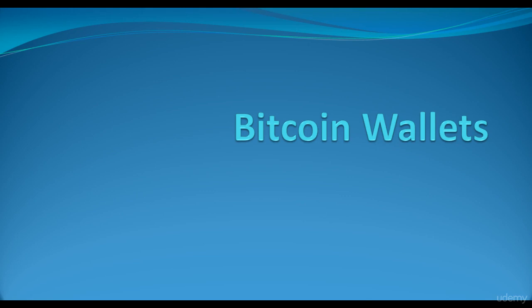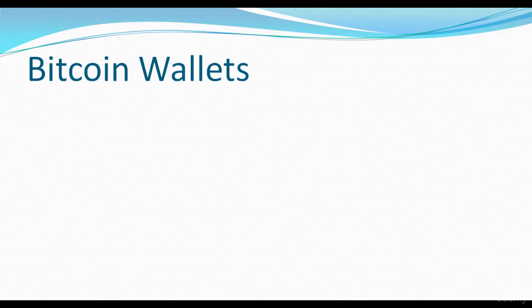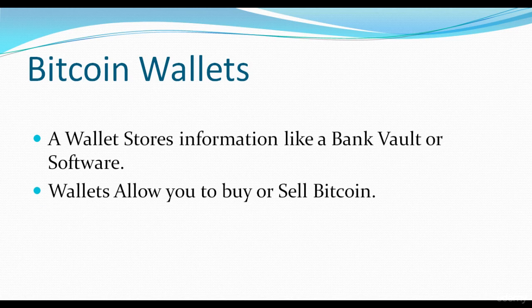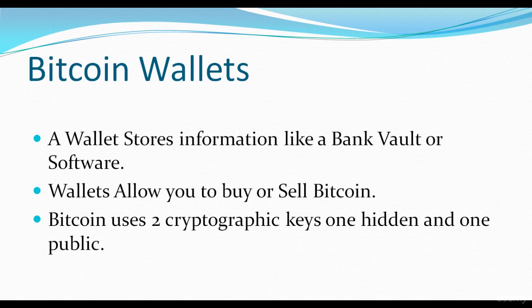Bitcoin wallets. A wallet stores information like a bank vault or software. Wallets allow you to buy or sell Bitcoin because Bitcoin uses two cryptographic keys, one hidden and one public. And a wallet stores those keys.